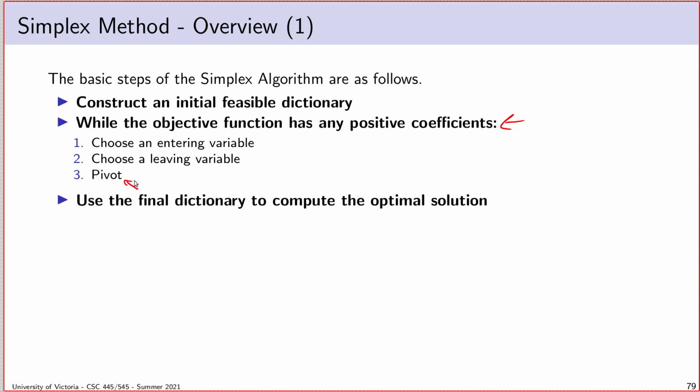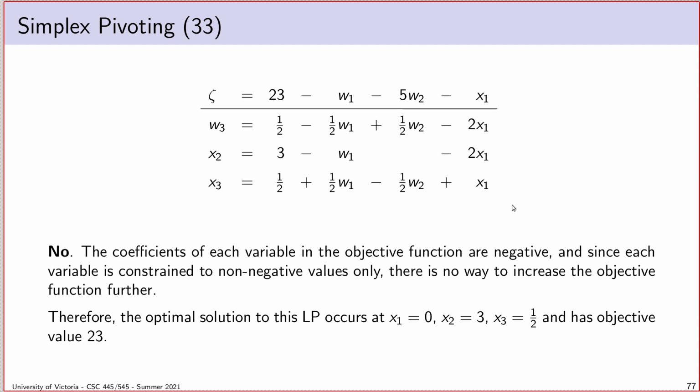And we inspect the resulting dictionary. If the objective function still has positive coefficients, we go around again. Otherwise, we read off our optimal solution directly from the final dictionary. And I hope you could appreciate how easy that was. I just pull a number right out of the dictionary. And if I want the values of variables, I can pull those out too, and then assign all my non-basic variables the value 0.